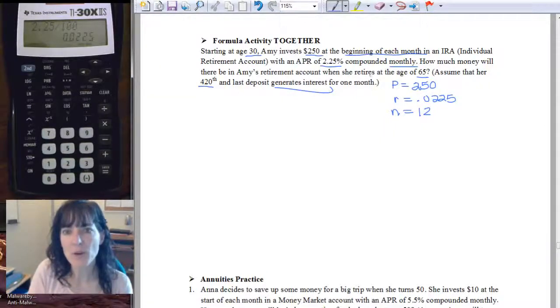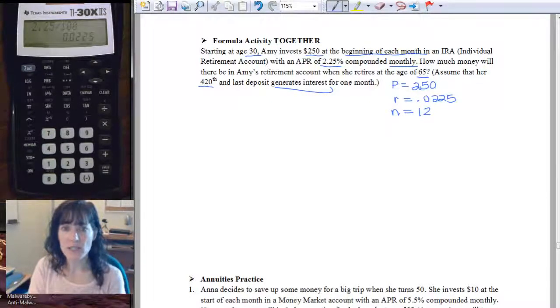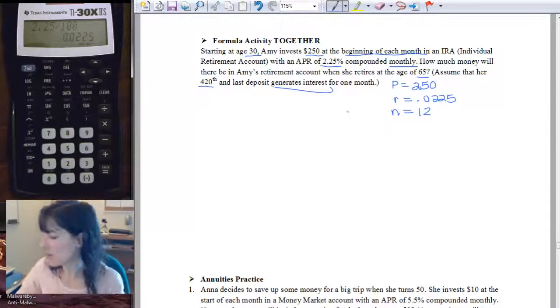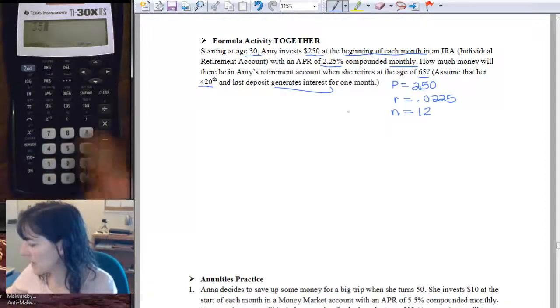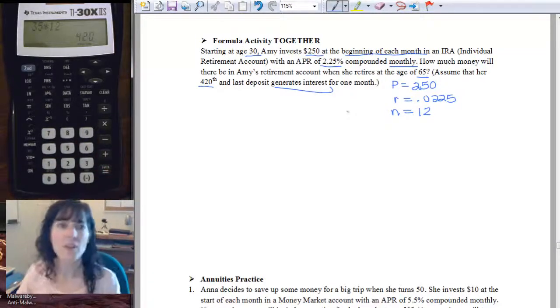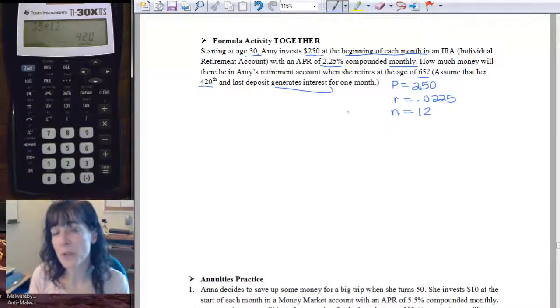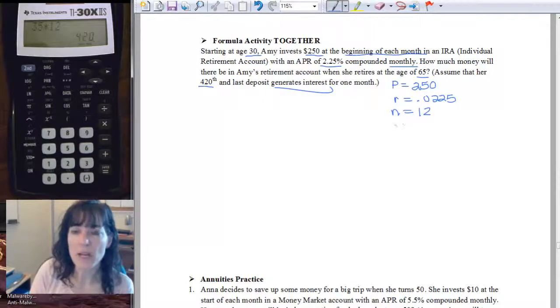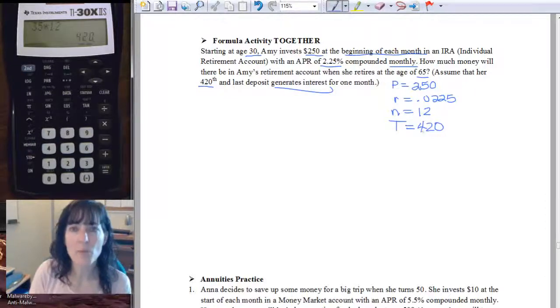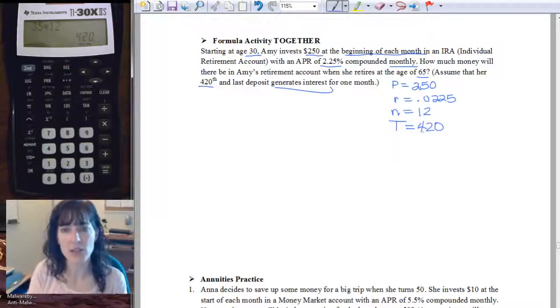And how much money will there be in her retirement account when she retires at the age of 65? I could take 65 minus 30, and I would get 35, and then multiply it by 12, and I should get 420. Let's try it. 35 times 12. Yep, 420. So that's where the 420 came from. But the bottom line is that she's going to have 420 payments or deposits into this account. And that we did need to know for our capital T.